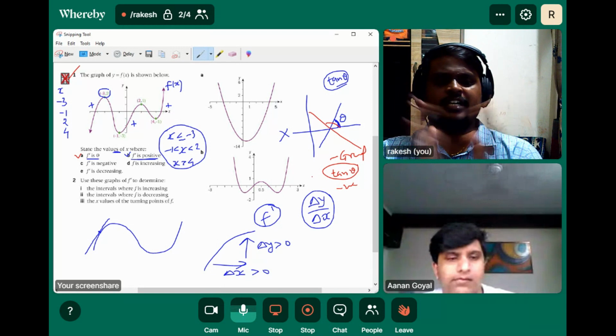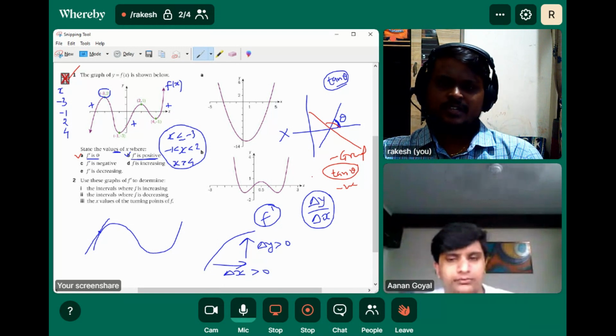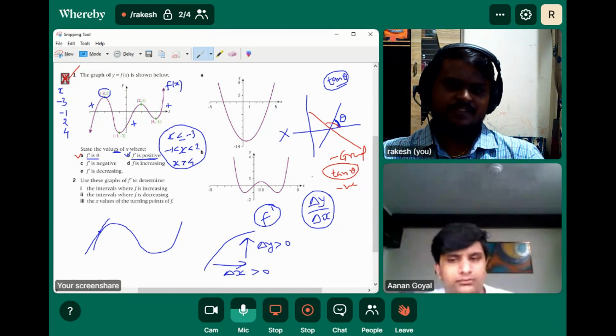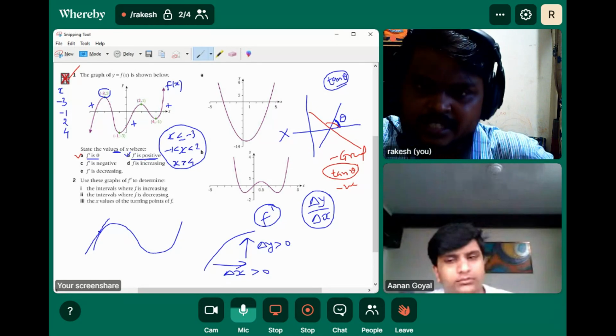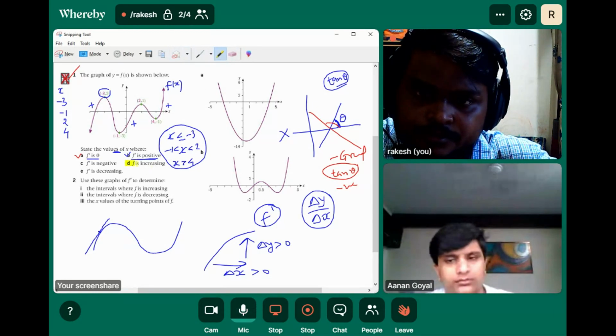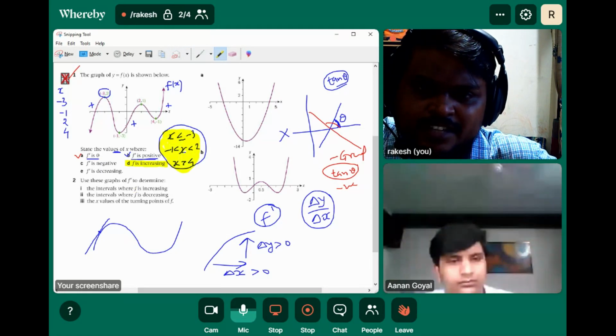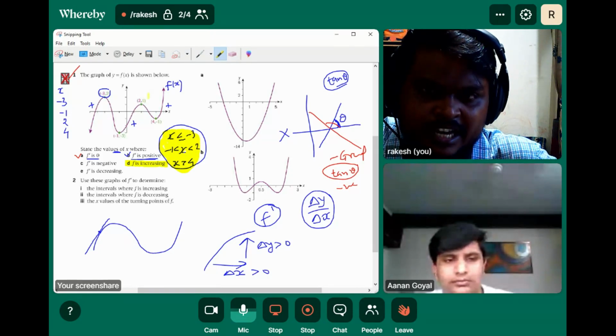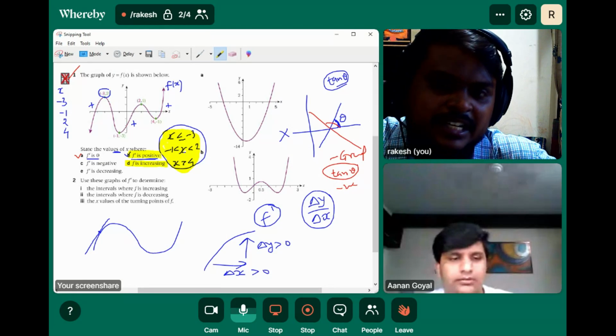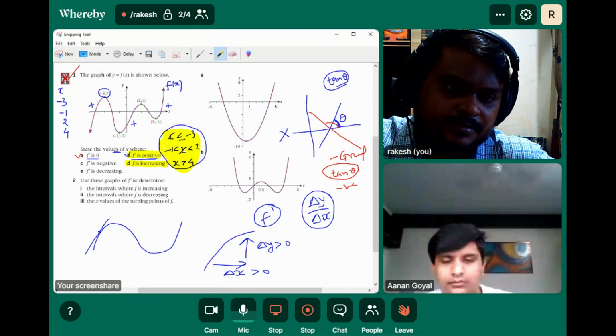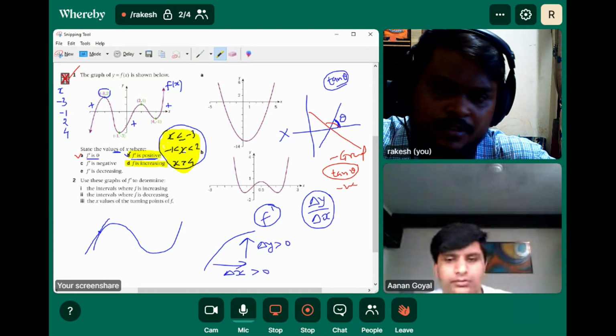So in short, what is the answer to the D option? F is increasing. F is increasing is the same as this, right? F is increasing means this graph is increasing, and f dash is positive means where the graph is increasing, one and the same thing.